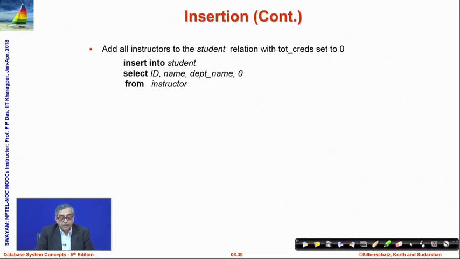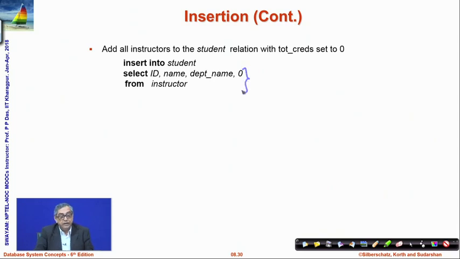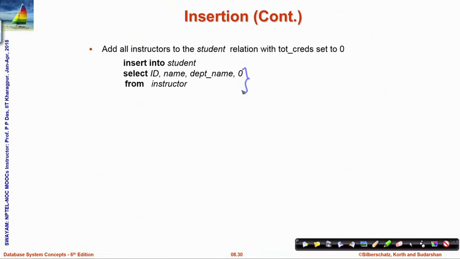Add all instructors to the student relation with total credit set to 0. So, I can also combine insert with select. The first part is the selection, which generates a whole lot of records having ID, name, department name and the total credit set to 0 from the instructor, and these will get inserted into the student relation.